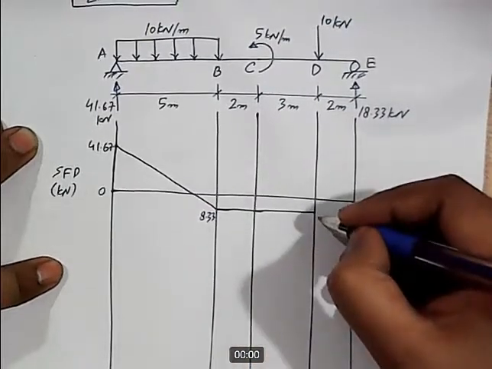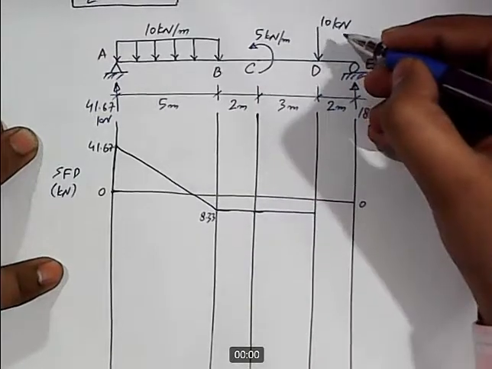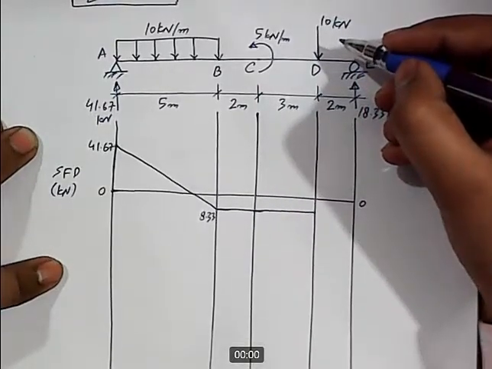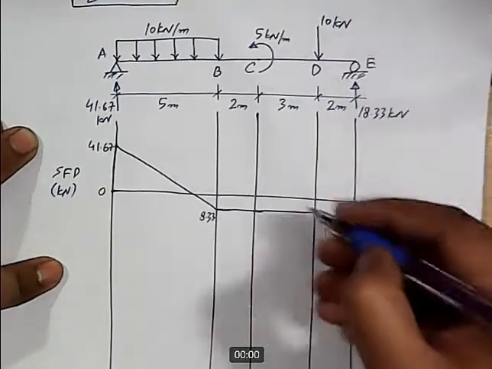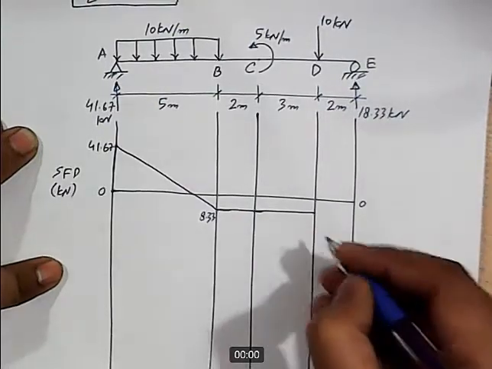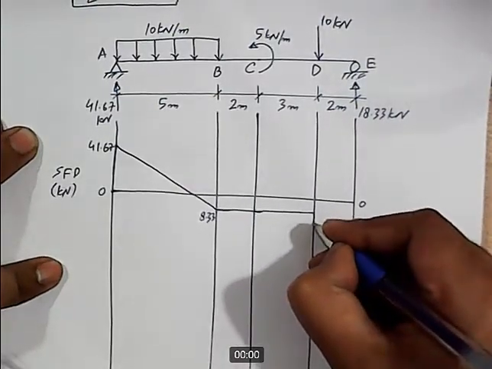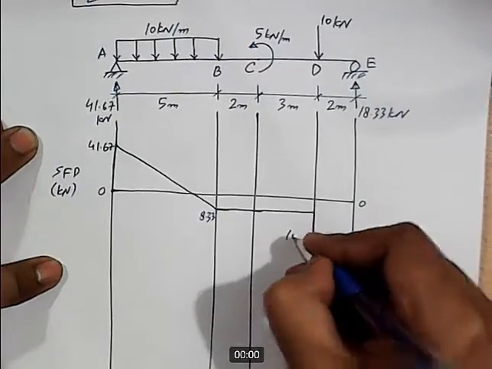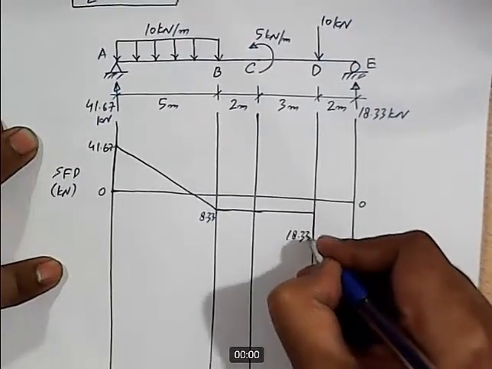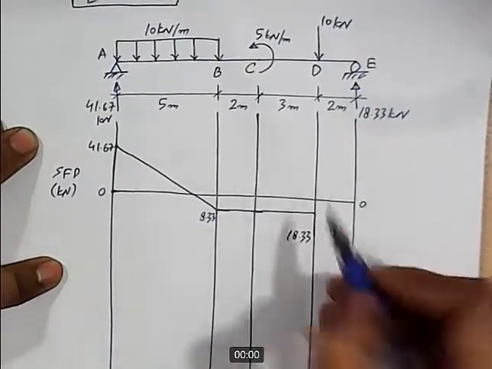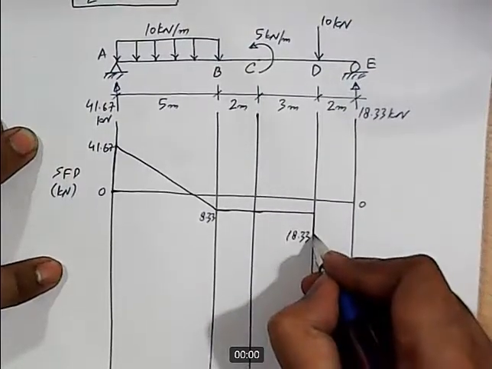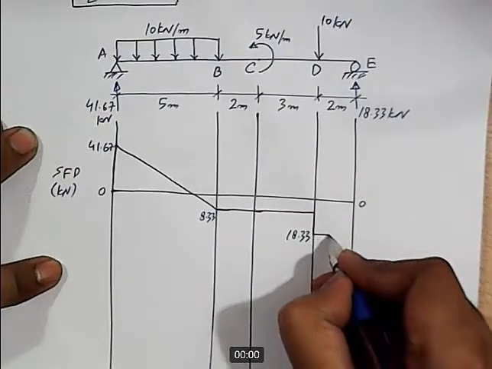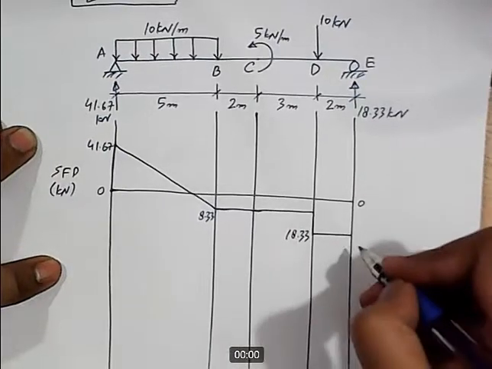Now at this point, at point D, there is a load 10 kilonewton acting in the downward direction. So 8.33 minus 10, this will bring us to negative 1.67... 18.33 kilonewton. And then from D to E there is no external load acting, so the shear force diagram will remain 0 degree, and we will reach point E.